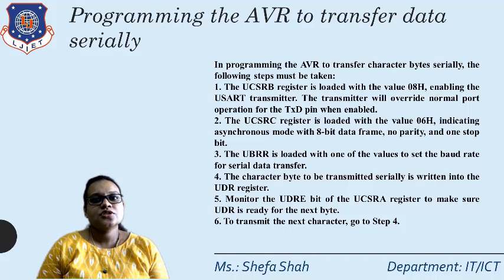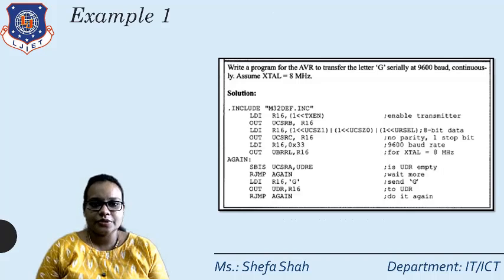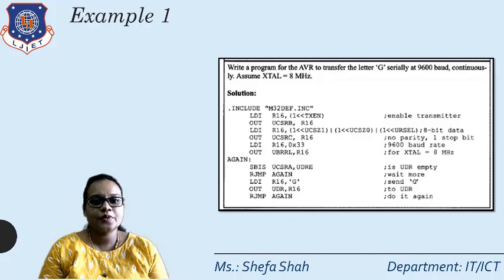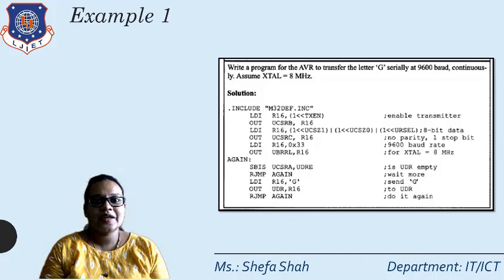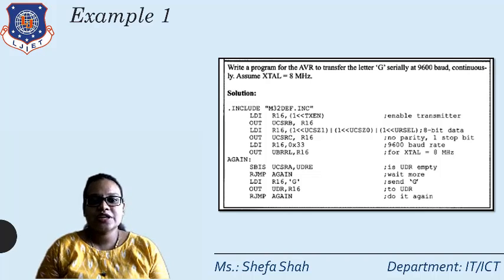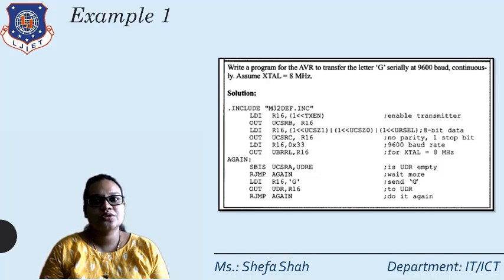Now, based on these steps, let's see the example. The example is: write a program for the AVR to transfer the letter G, that is, the character G, serially. The baud rate given is 9600, and assume XTAL is equal to 8 megahertz. As per the steps, first we need to store 08H into the UCSRB register.